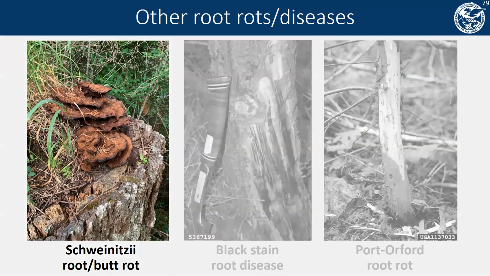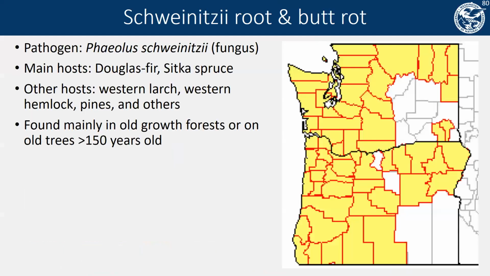So starting with Schweinitzii root or butt rot. Schweinitzii root and butt rot is caused by a fungus pathogen, Phaeolus schweinitzii. Schweinitzii is, the scientific name is named after a researcher, and that's how the common name is named, Schweinitzii, which is fun to say, hard to spell.